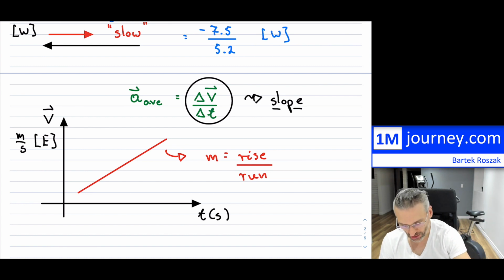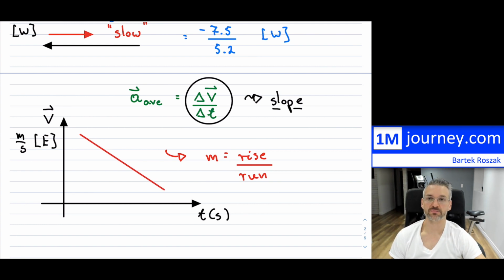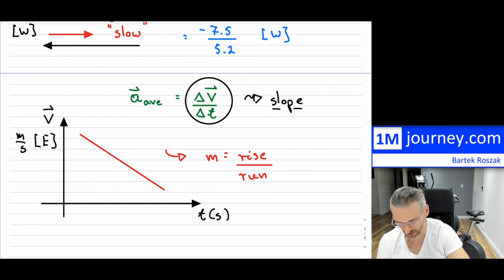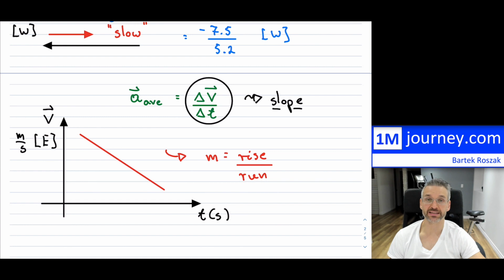Now, I could change this around and I can say, oh, now my slope is going to be negative, like so. So now my slope is negative. My rise, on the other hand, is no longer a rise. It's basically a fall. So this is going to be a negative amount. This is going to be a positive amount on the time.